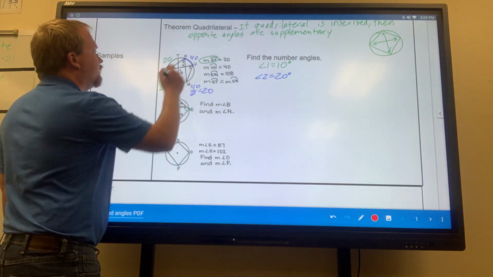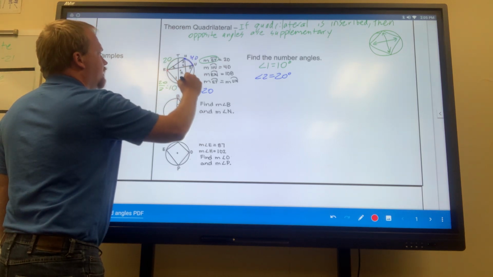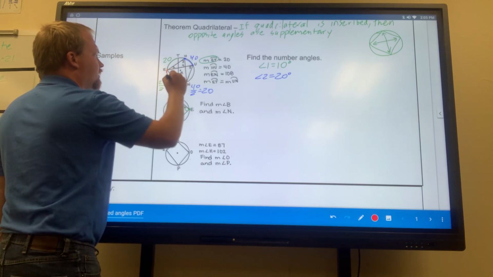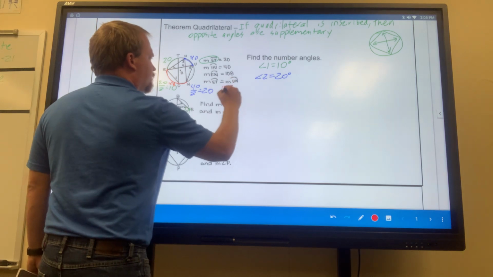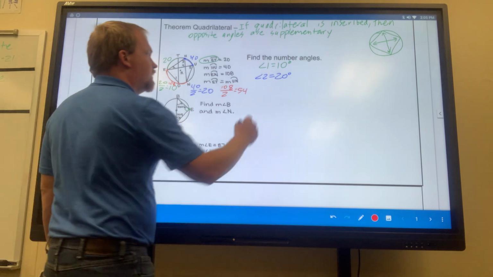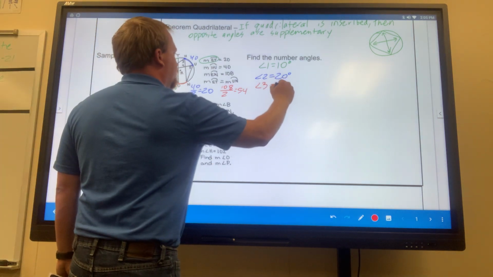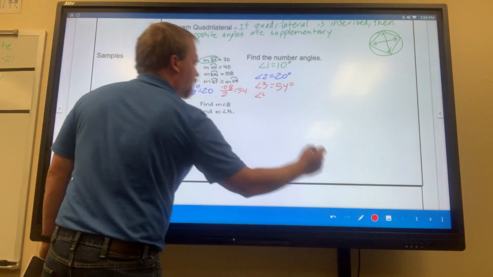Now, angle 3 here happens to be at EN, and that's about 108. We'll divide 108 by 2, we get 54. So angle 3 is 54 degrees. But now, how do we find angle 4?